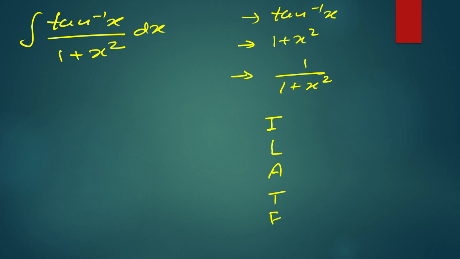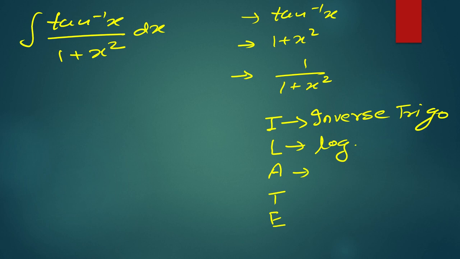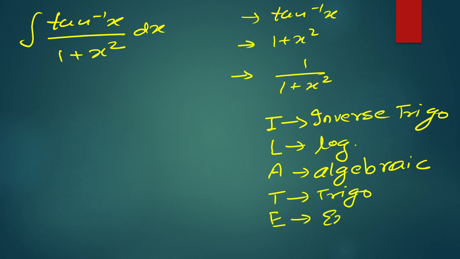Okay, ILATE. I stands for inverse trigonometric function. L stands for logarithmic function. A stands for algebraic polynomial, any algebraic expression. T stands for trigonometric function. E stands for exponential function. So this is the hierarchy.